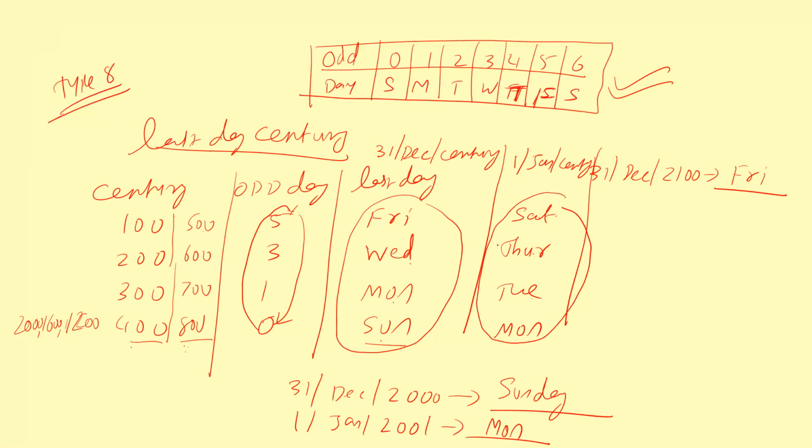One more interpretation: only one day, that is Monday, will be represented as both the last day as well as the first day of the century. Monday can be the last day, and again, Monday can be the first day. So only Monday can be both the last day and the first day of the century. So this is type number 8.